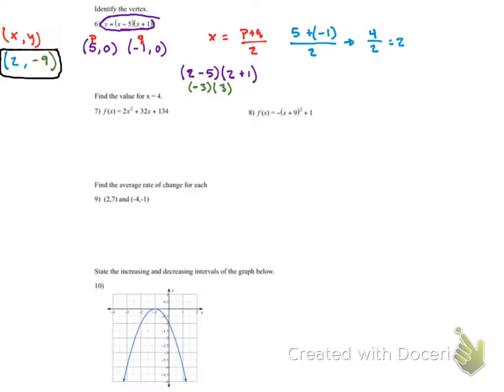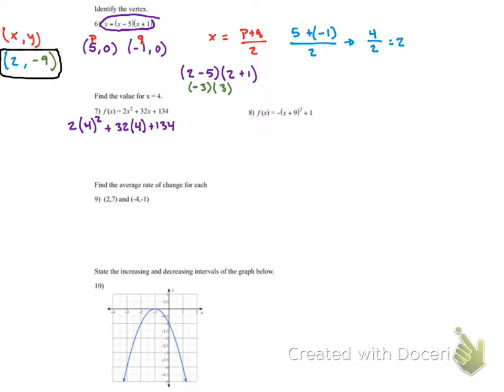So number 7, easiest way to do this is with your calculator, but you want to go ahead and write it out before you put it in your calculator so you have a visual of it. So when x equals 4, we're plugging in 4 for x. So 2 times 4 to the second power plus 32 times 4 plus 134. So what you can do is throw this all in a calculator and get the answer as long as you're inputting it correctly, or you can solve them out by terms, right? You can split this up like this and simplify them.